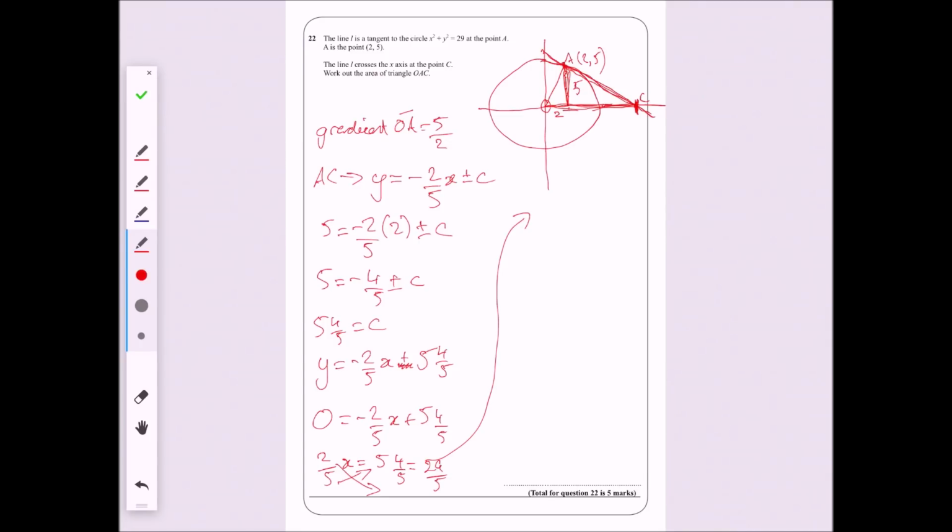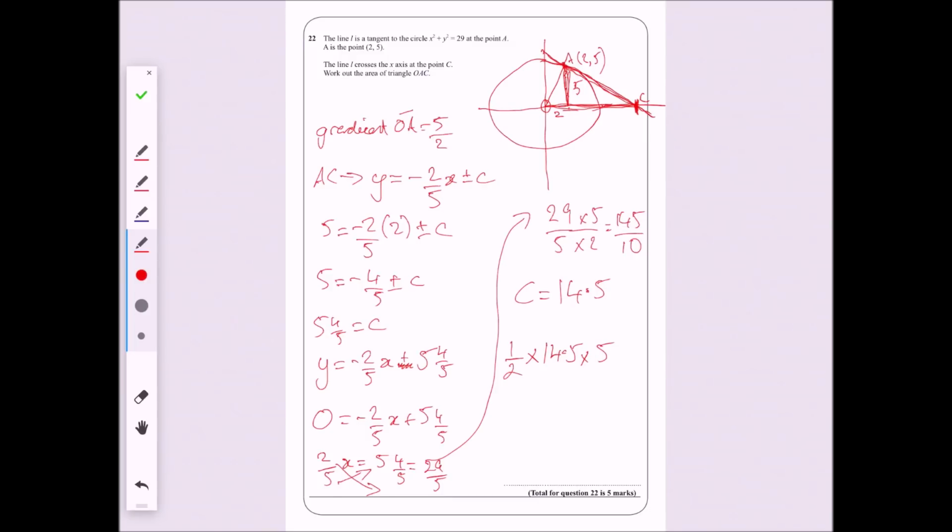So 29 over 5, and we want to times the top by 5, and we want to divide by 2, so times the bottom by 2. So 29 times 5 is 145, and 5 times 2 is 10. So 145 divided by 10 is 14.5. So point C is at 14.5. So the base of this triangle, to work out the area of the triangle, we do half times base, which is 14.5, times by the height, which is 5.